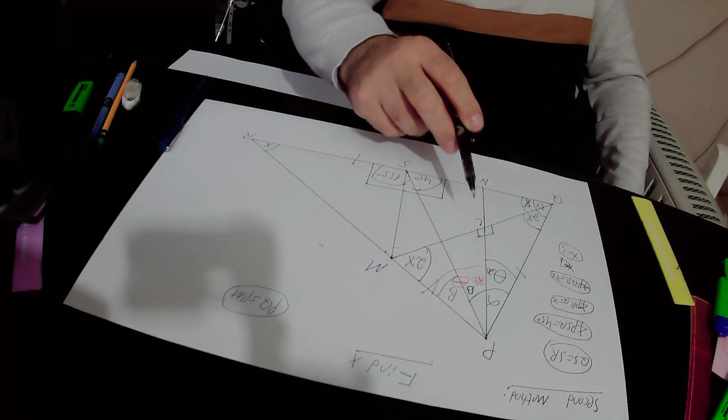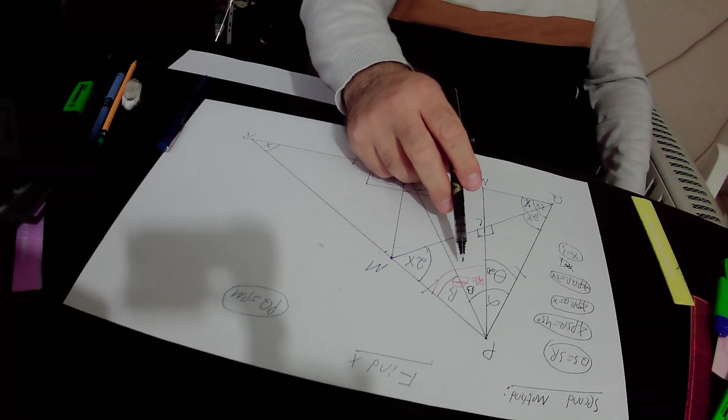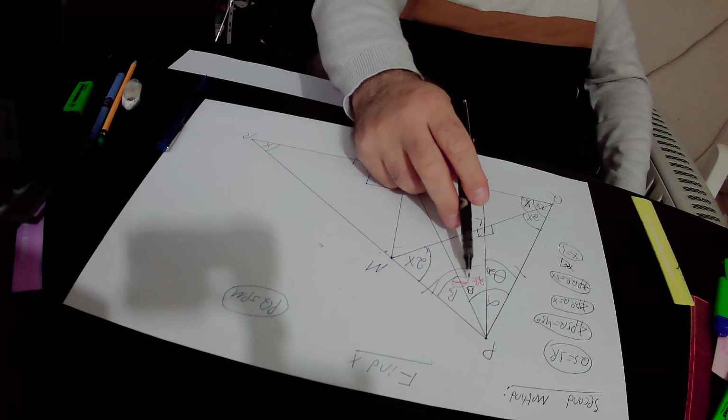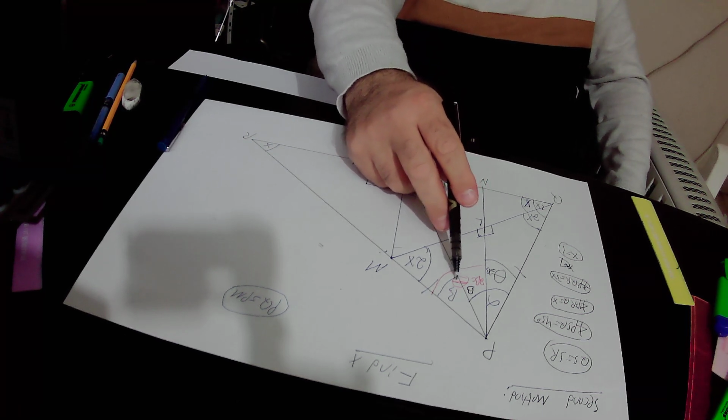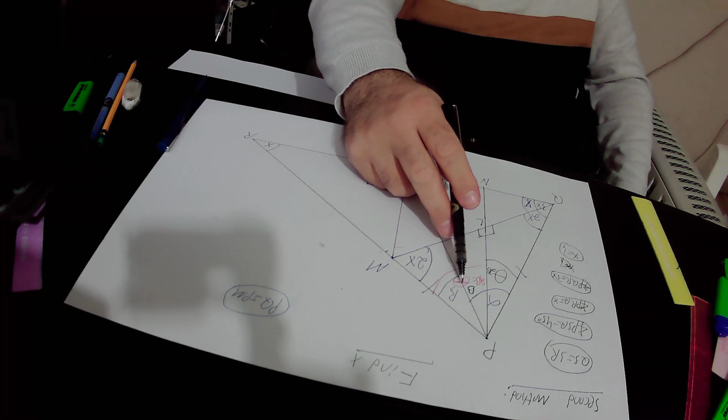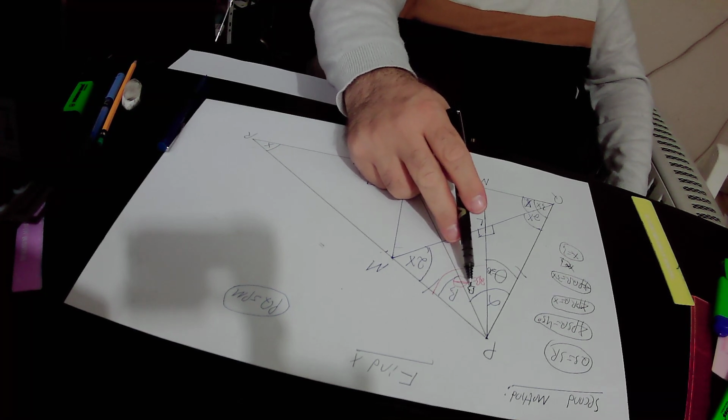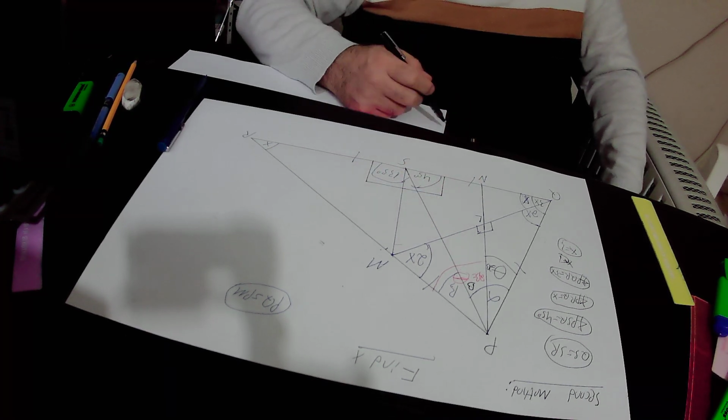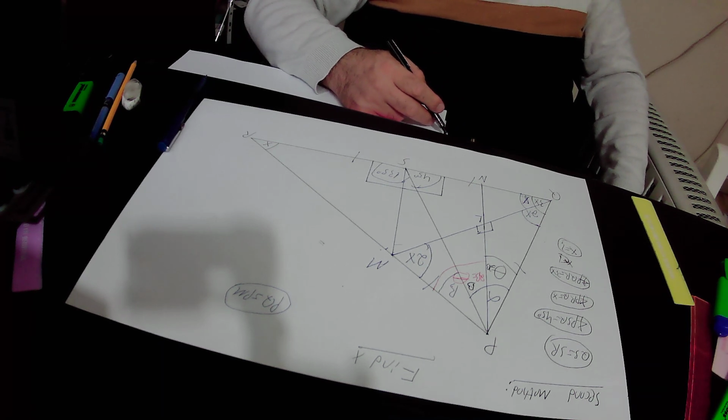Because beta plus beta equals theta, this angle must be equal to beta in order to complete the sum of those two angles to theta. This angle must be equal to beta.